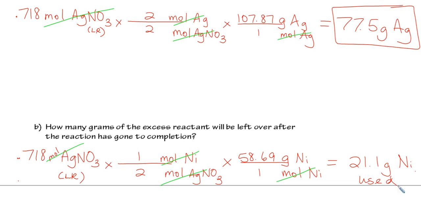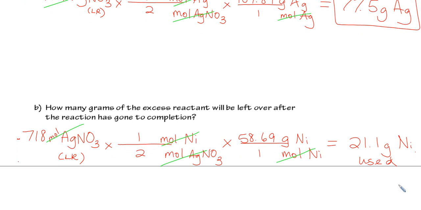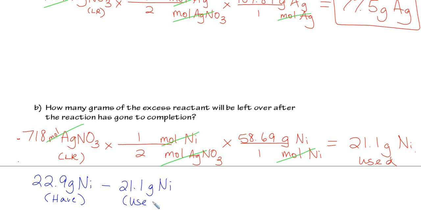So now all I have to do is subtract that from the amount that I originally had. So originally in the problem, let's see, what were we given here? Nickel 22.9. That's the amount that I have. I'm going to use about 21.1 grams. Or you could say reacted. So the difference is just excess. About 1.8 grams of nickel excess.